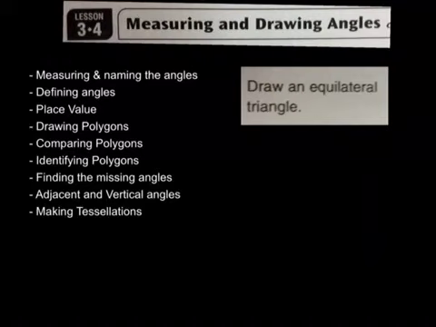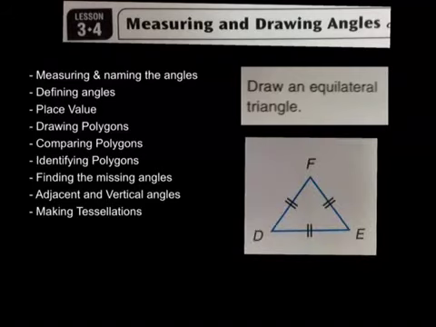And draw a third triangle. This time, draw an equilateral triangle. Keep in mind that an equilateral triangle has equal lengths. All three are equal lengths. And this is what your equilateral triangle could look like. As you see, they're all labeled the same because they're all equal.